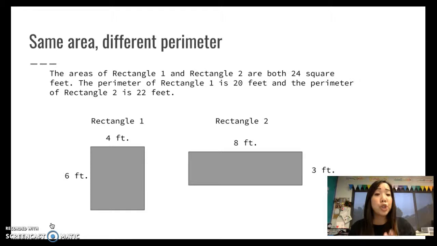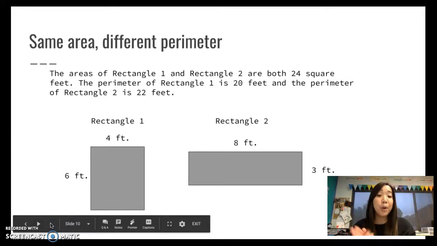Looking at rectangle 2, I have 8 feet on top, 3 feet on the right side, and I know that since rectangles have 2 sets of equal sides, I can add those all up together. 8 plus 8 is 16, 3 plus 3 is 6, and 16 plus 6 is 22. So my perimeter for rectangle 2 is 22 feet.